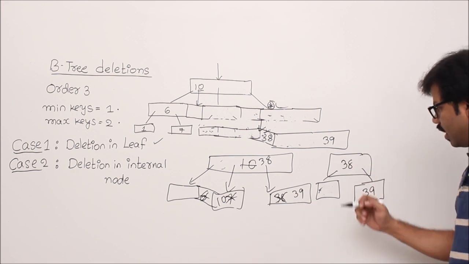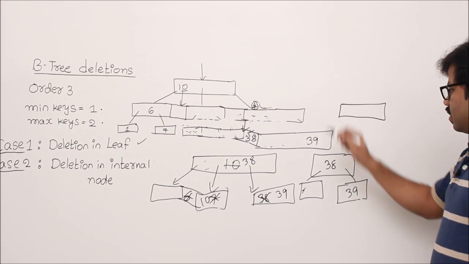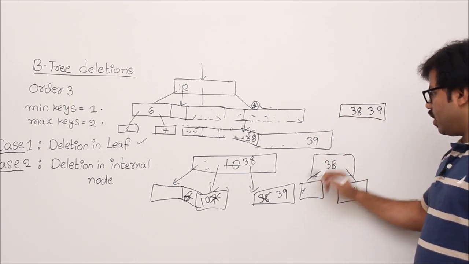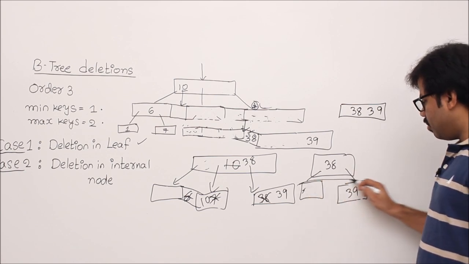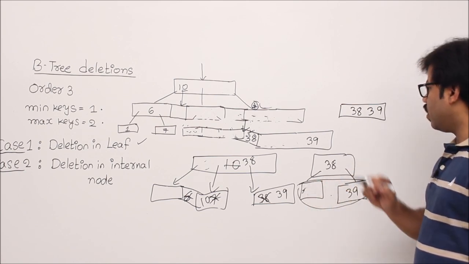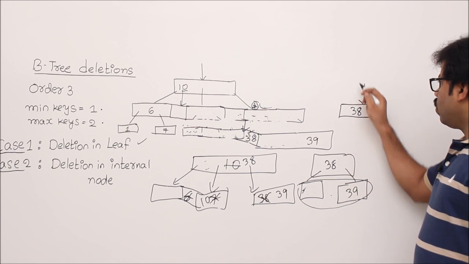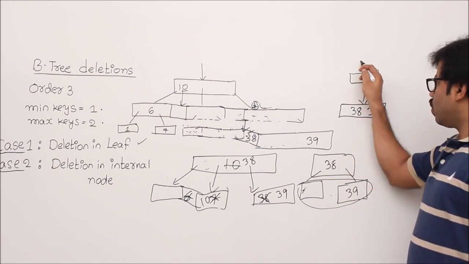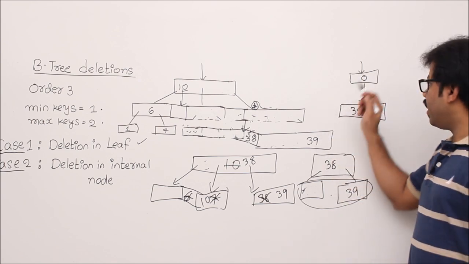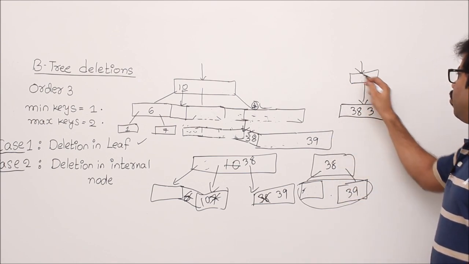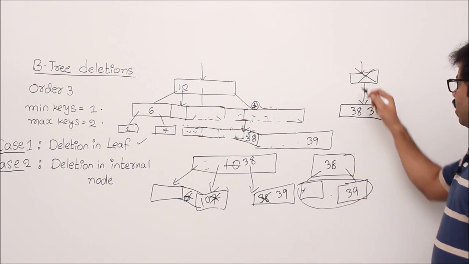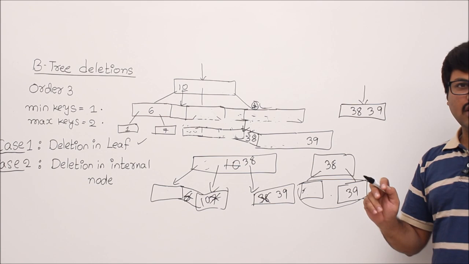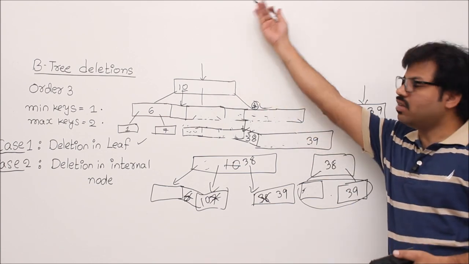Whenever I merge, 38 will be pulled, and the result will be like this. When 38 is pulled, we have 38, 39 and this empty node, right? These two will be merged and 38 will be pulled. Then in the root there are only 0 keys. So whenever you get a root with 0 keys, simply discard that root and decrease the number of levels.